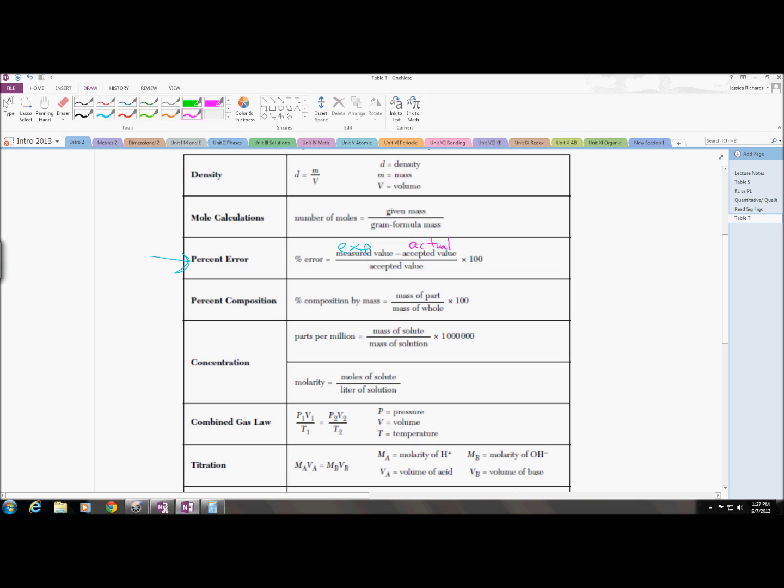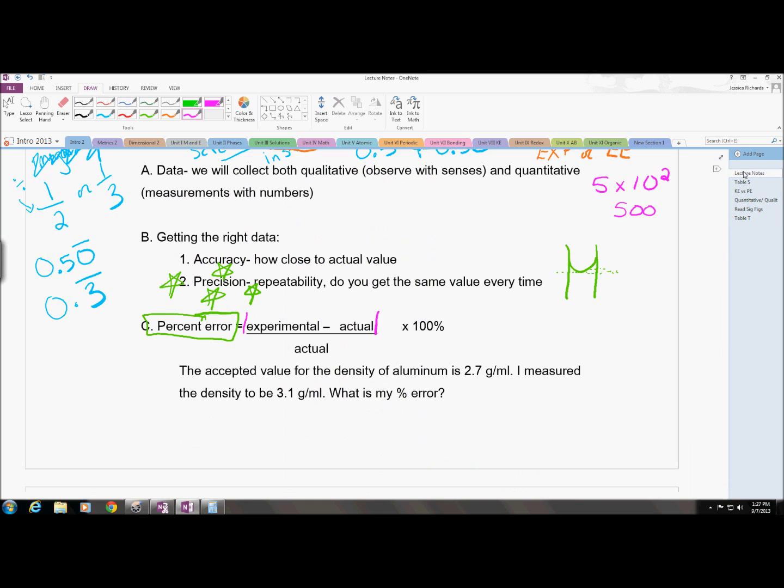And where I learned it as experimental and actual, the state is calling it the measured value. What did you measure during the lab? And the accepted value: what are scientists saying is the real number right now? They mean the same thing. Measured and experimental, same thing. Actual, accepted, same thing. It's the same equation. Okay, it's right there in the reference table, and most students don't have a problem reading percent error questions and plugging the numbers in.